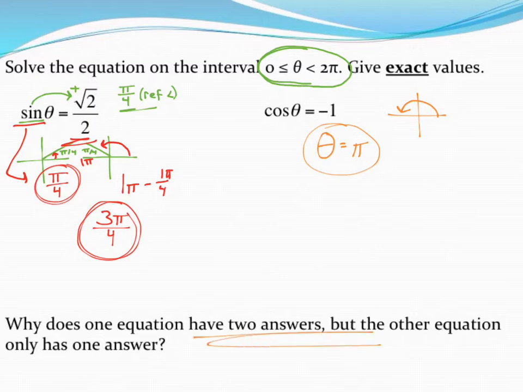And so to answer this question, our first equation had two solutions because our angle was a reference angle. It could exist in different quadrants. In our second example, that ratio got us a quadrantal angle, an angle that ends up on an axis, so that is the one and only solution we get.